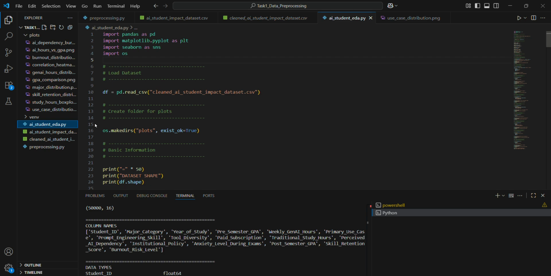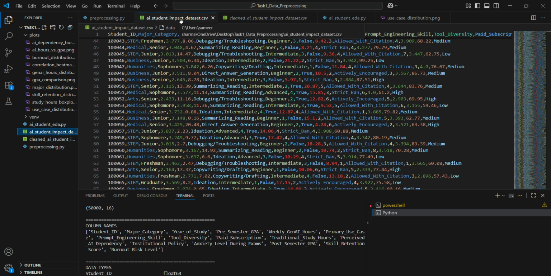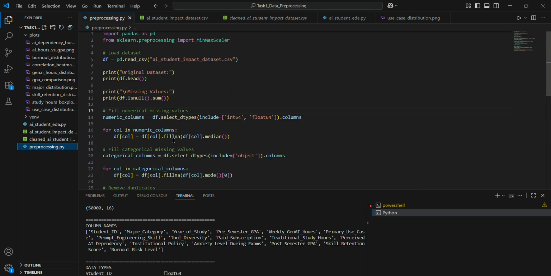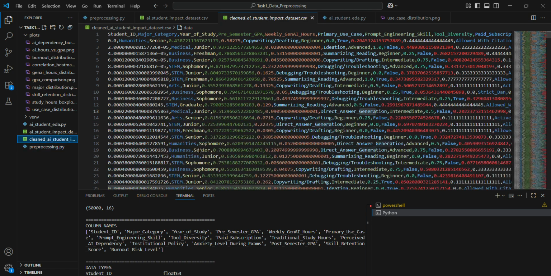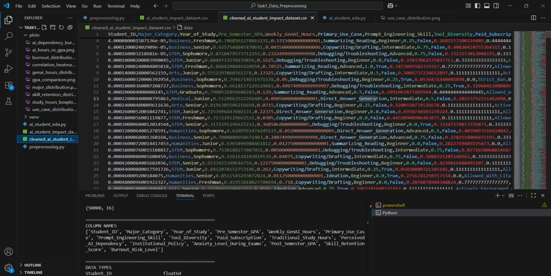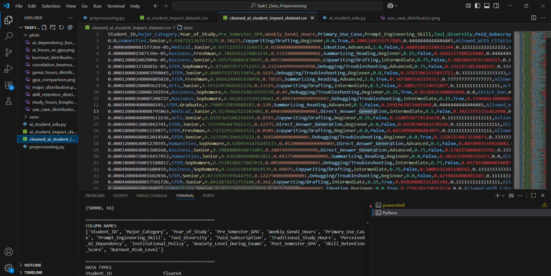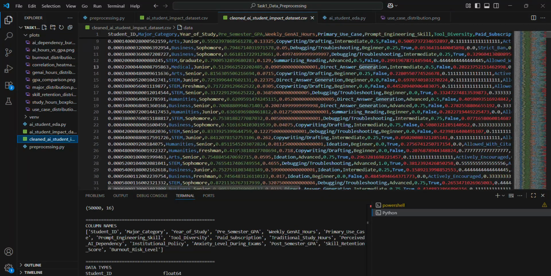If you have watched my previous video, you must have seen that we had this AI student impact dataset, which was in a comma separated values file, which we cleaned and pre-processed using this particular Python file, and hence we got this cleaned AI student impact dataset where we had these normalized values replacing the missing values.